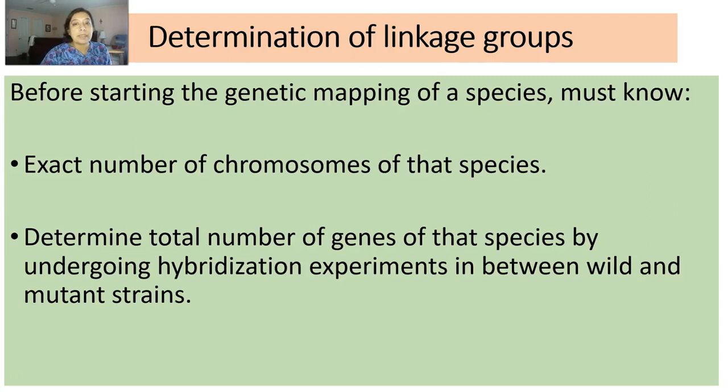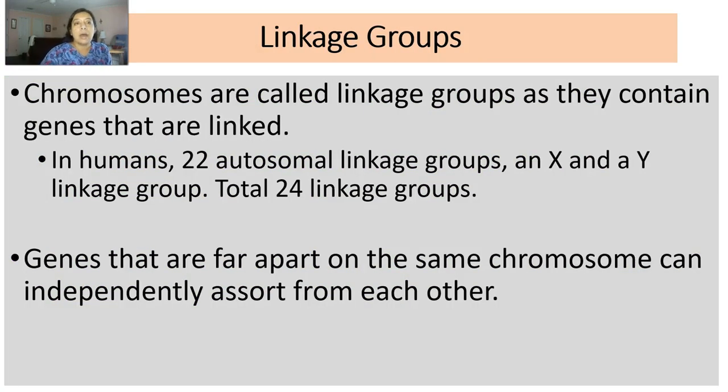Before we can start genetic mapping of any species, we need to know a few things. The first thing we need to know is how many chromosomes are present in that species, and the total number of genes of that species, by undergoing hybridization experiments between wild and mutant strains to see which ones are just alleles of the same gene versus which ones are completely different genes to begin with. Once we have that information, then we know how many linkage groups we are looking at.